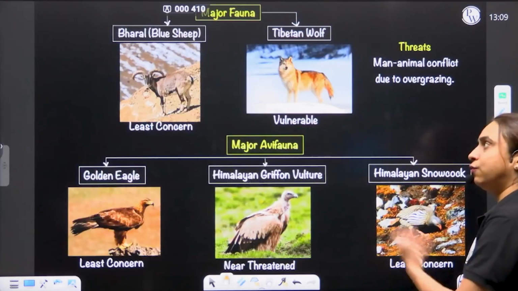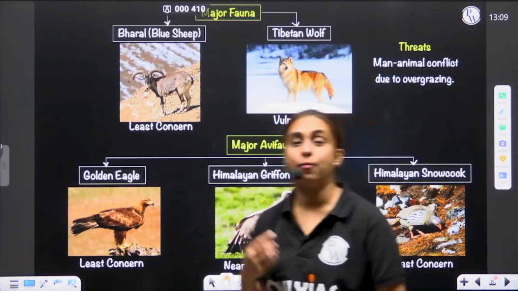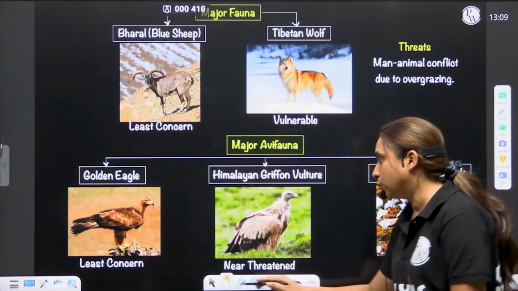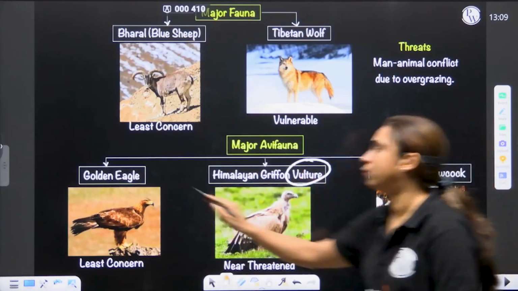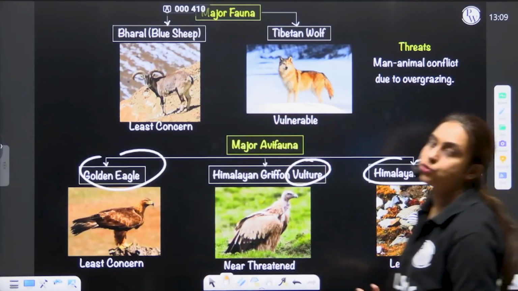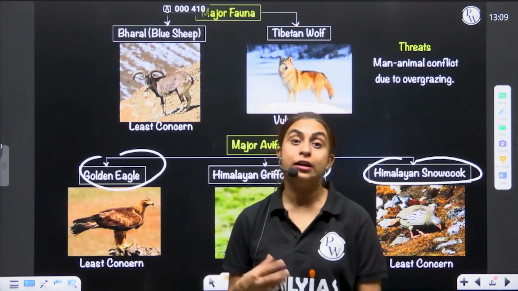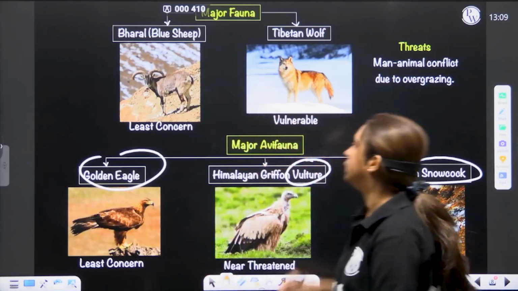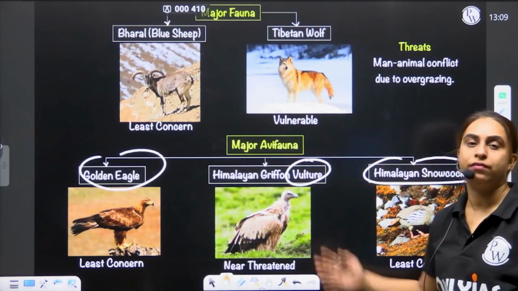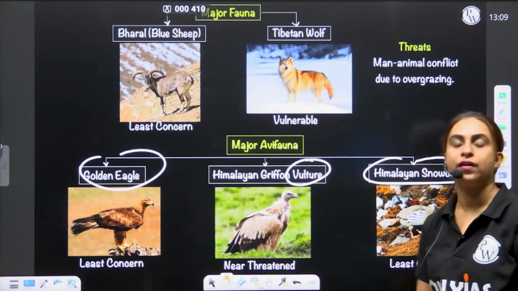If I move on, the fauna that you have: bharal here, that is a blue sheep. You have jackal here. You have golden eagle. You have vulture. You have Himalayan snow cock. You have blue sheep, as well as you have Tibetan wolf. Okay. So these are the famous flora and fauna we had seen, the birds as well as the animals that we have.